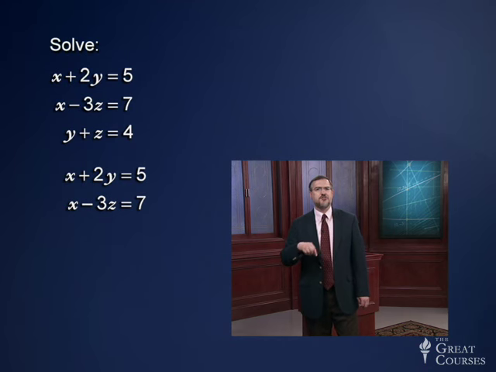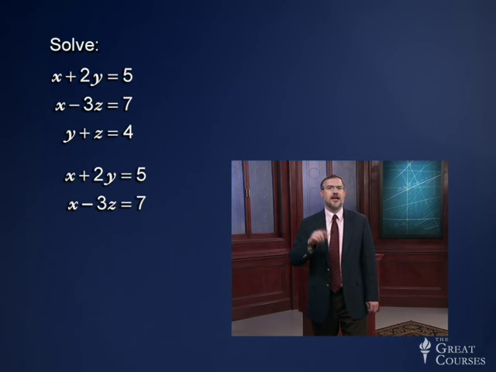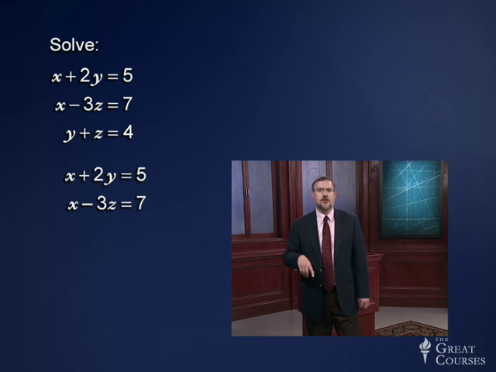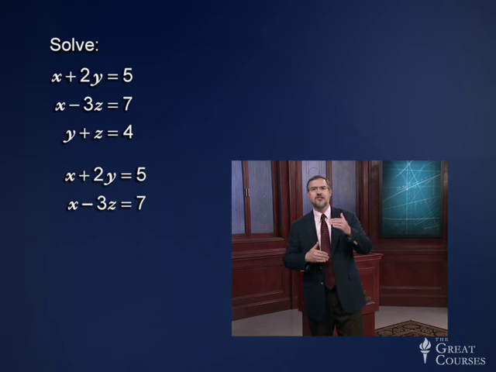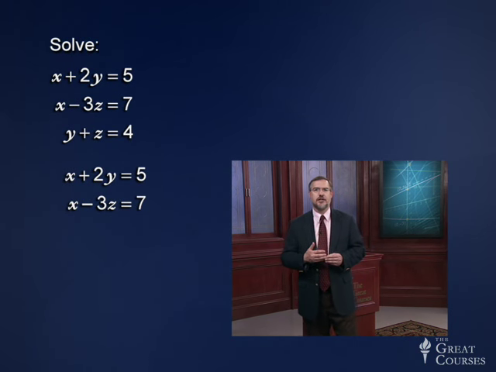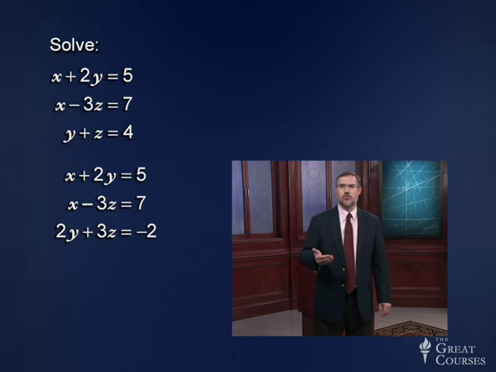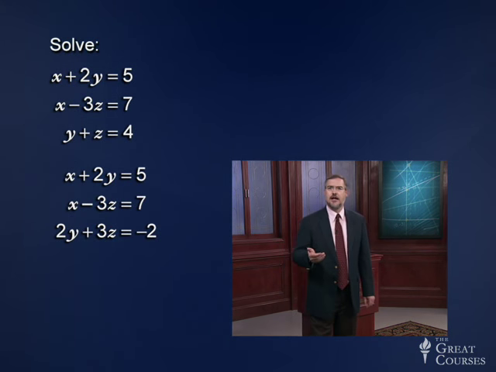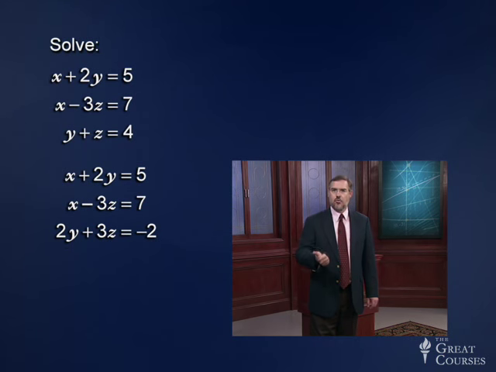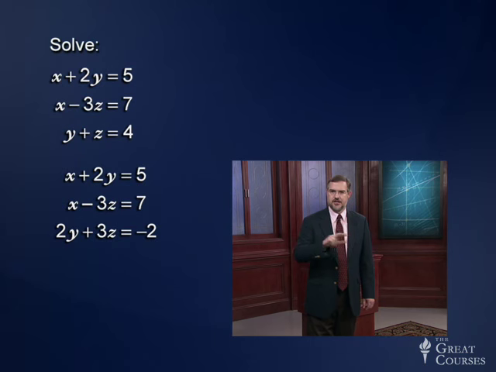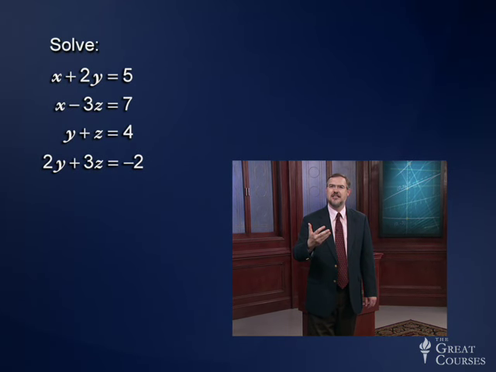If you start with x plus 2y equals 5 and x minus 3z equals 7, the first equation minus the second equation is going to give us 2y plus 3z equals negative 2. Now, notice that this equation has a y and it has a z, but it has no x in it. So it's like we've eliminated the x.